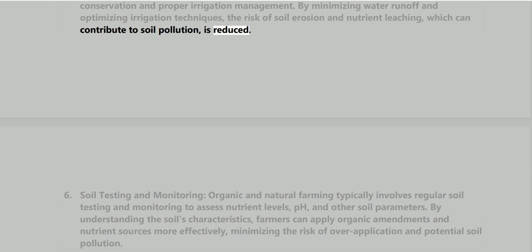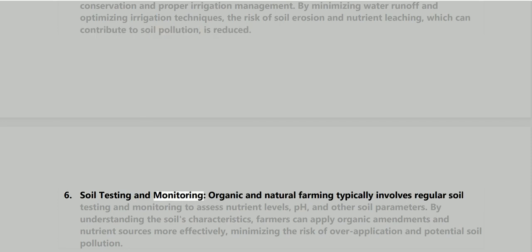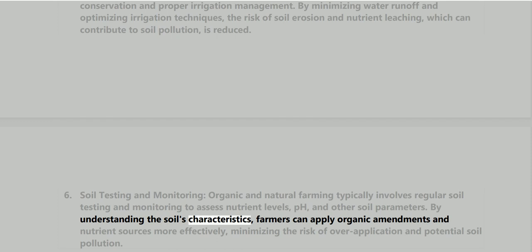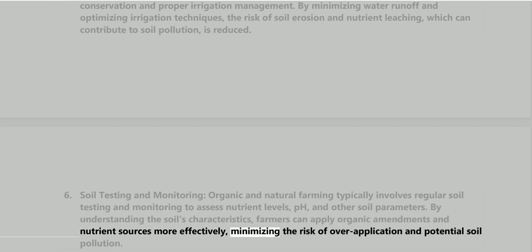soil pollution, is reduced. 6. Soil testing and monitoring. Organic and natural farming typically involves regular soil testing and monitoring to assess nutrient levels, pH, and other soil parameters. By understanding the soil's characteristics, farmers can apply organic amendments and nutrient sources more effectively, minimizing the risk of over-application and potential soil pollution.